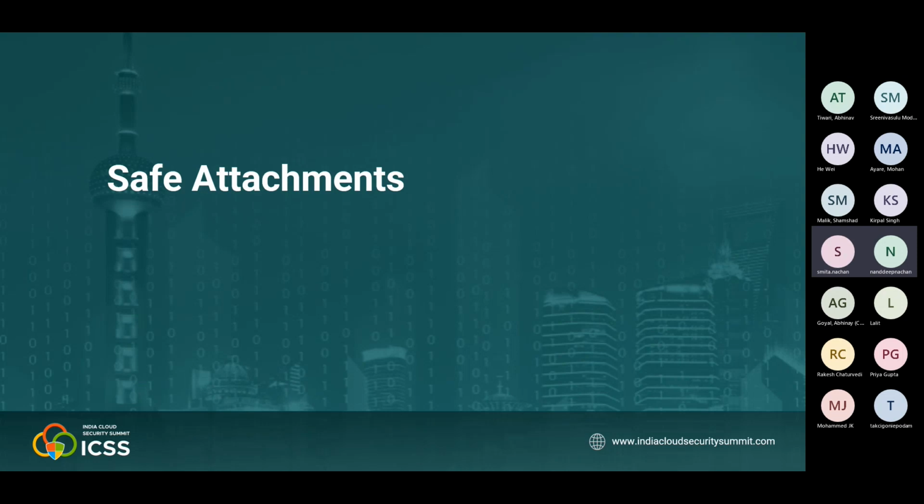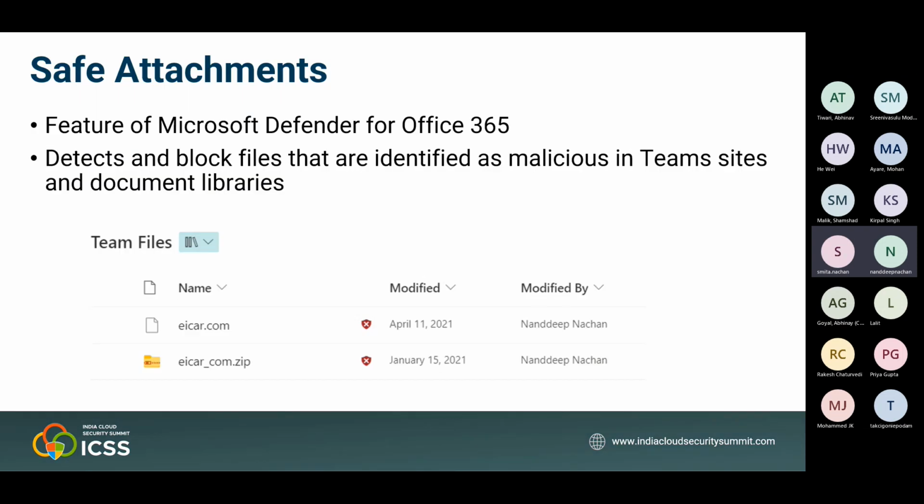We often attach files to Teams conversations. However, if the files originate from untrustworthy sources, they can become a security risk. Safe attachments can prevent malicious code from running and intercept other forms of attacks. Safe attachments for Microsoft Teams is a feature of Microsoft Defender for Office 365, and it helps detect and block files that are identified as malicious in Microsoft Teams sites and document libraries.